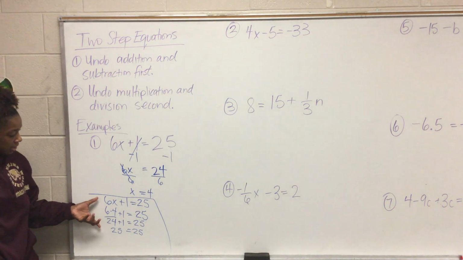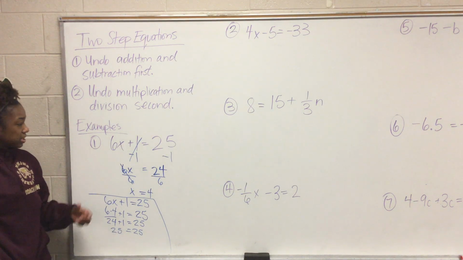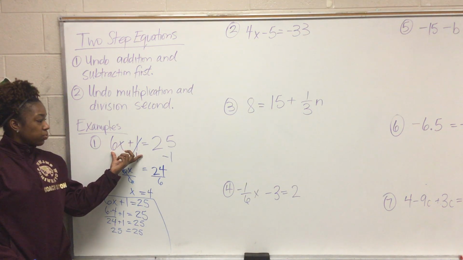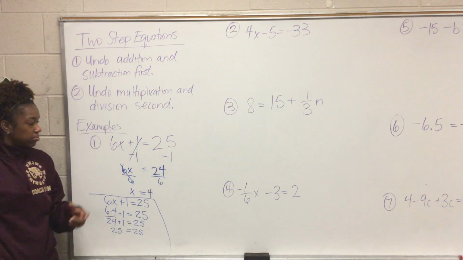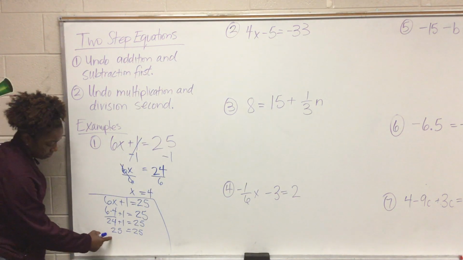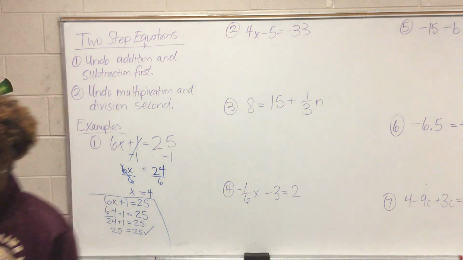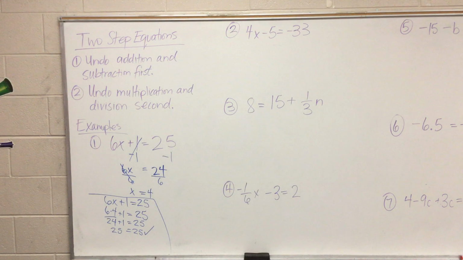You're really just working the left side out to make sure that it is equal to the right side, because 6x plus 1 should equal 25, which means the left side should equal the right side. And now we see we get 25 equals 25, and that is us checking to make sure that 4 is our answer for the first one.